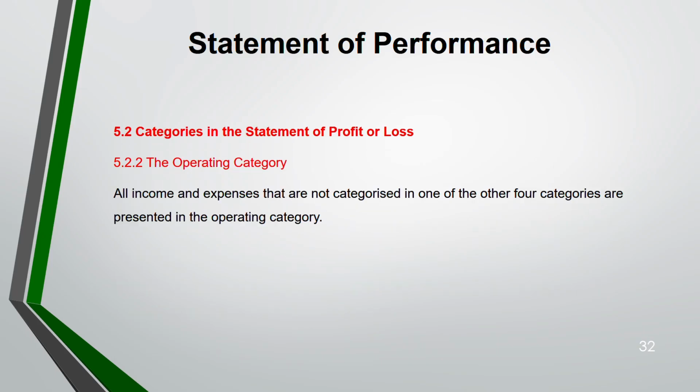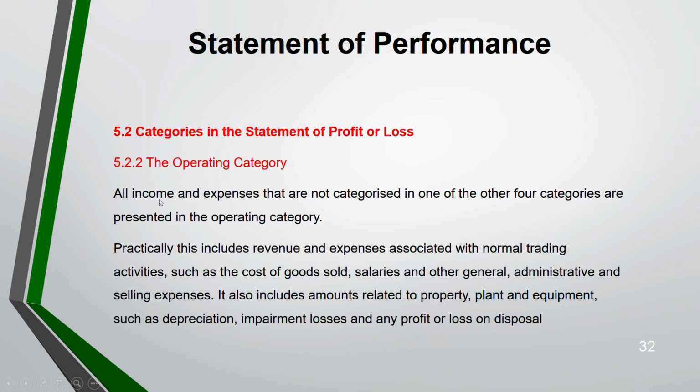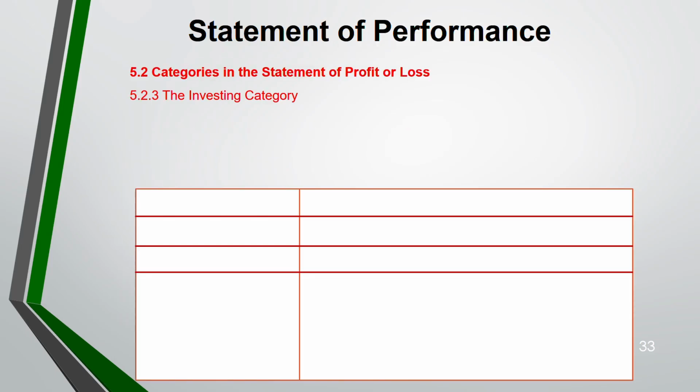First, operating category. All income and expenses that are not categorized in one of the other four are in the operating. Very simple. So all your revenue and expenses that are associated with your normal trading activities, such as cost of goods sold, salary, general, admin, selling expenses, amounts that relate to plant and equipment, for example, your depreciation, impairment loss, profit and loss on disposal, all come under operating category. Now the second, investing category.